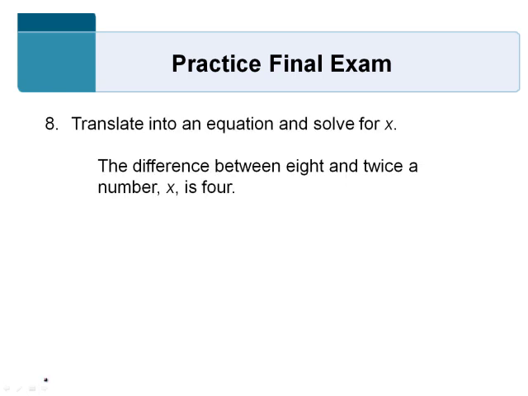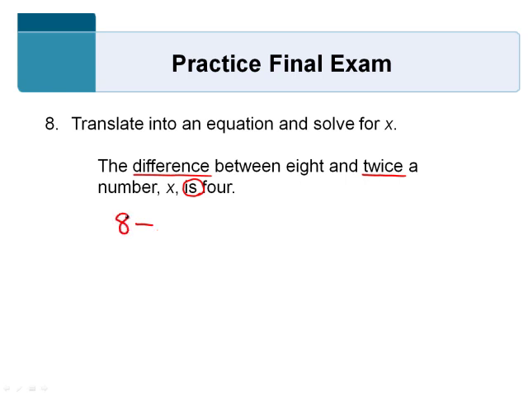Okay, number 8 says translate into an equation and solve for x. The difference between 8 and twice a number x is 4. Okay, so we've got keywords here: difference, twice, and is, that is an equal sign. So difference is subtraction. So we know we need to have a subtraction sign between 8 and twice a number.